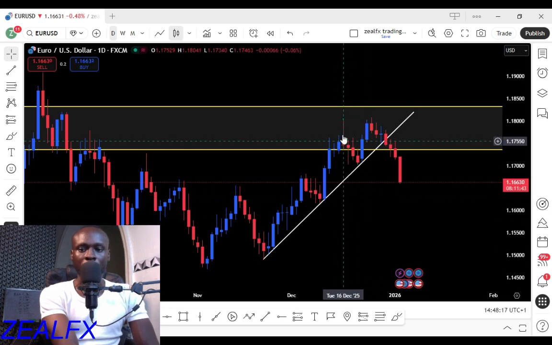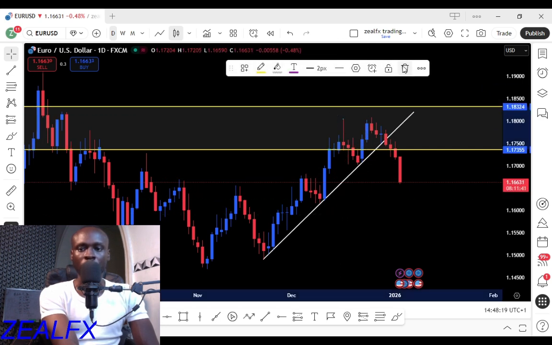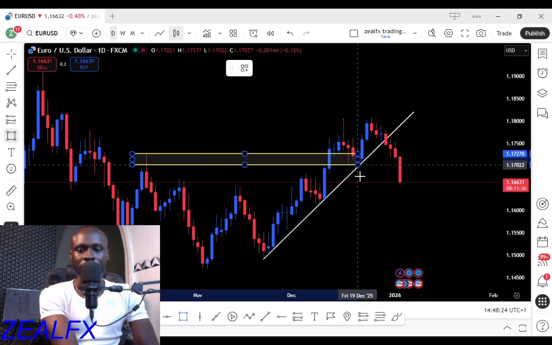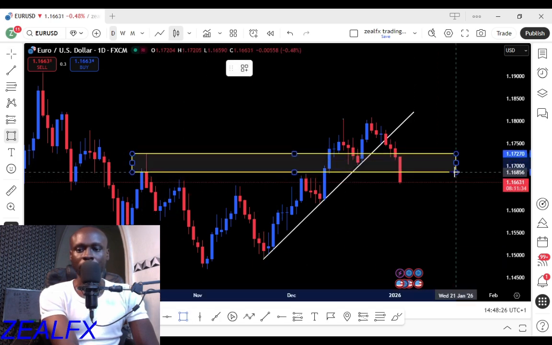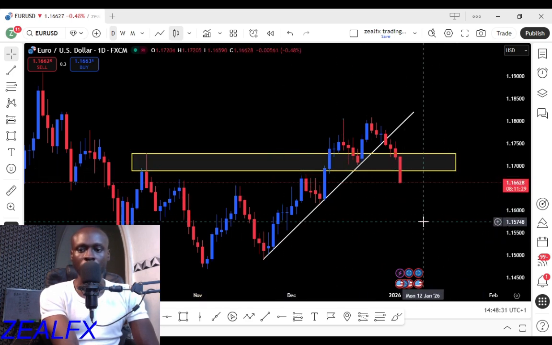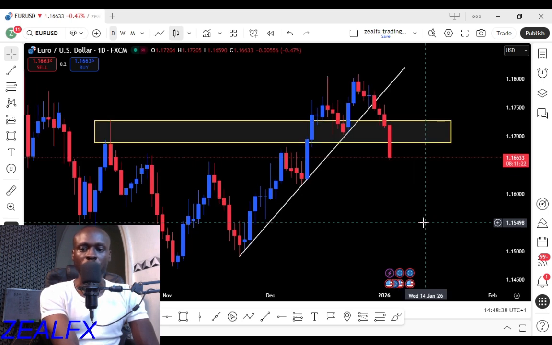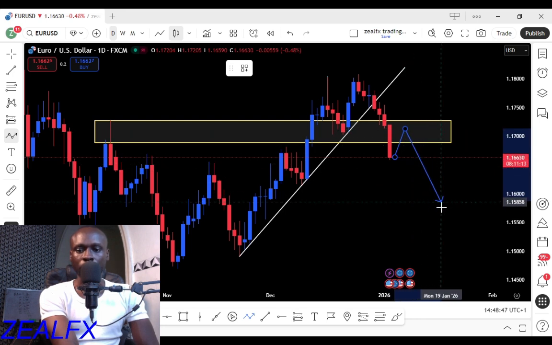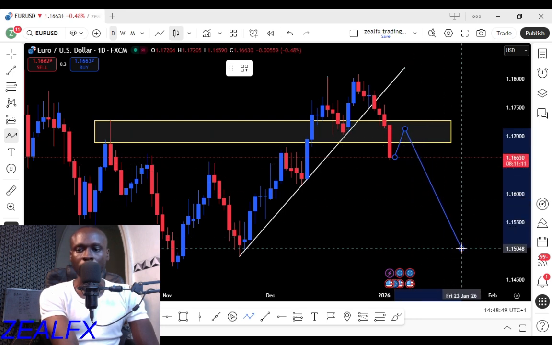If you also watched our previous analysis on euro, we also said we need price to convert this particular support level into a resistance. You can see that price has now converted this support level into a resistance level. So what do we expect now on the Euro USD? We need price to do a retest of this zone. Then we start looking for a possible selling opportunity for the Euro USD.